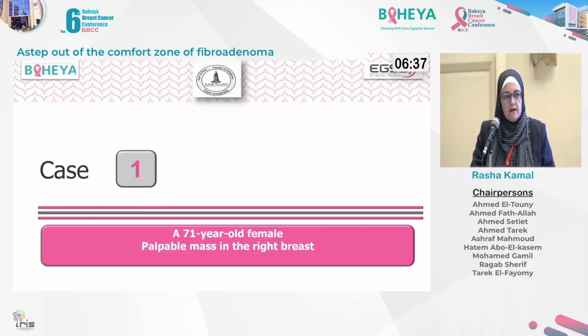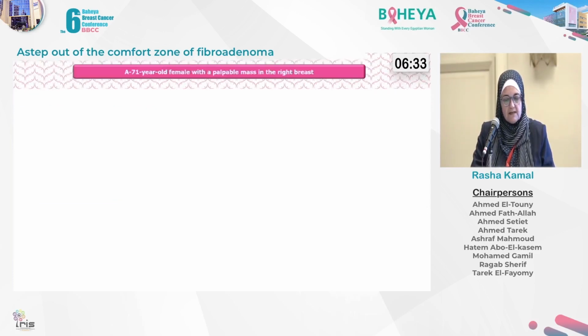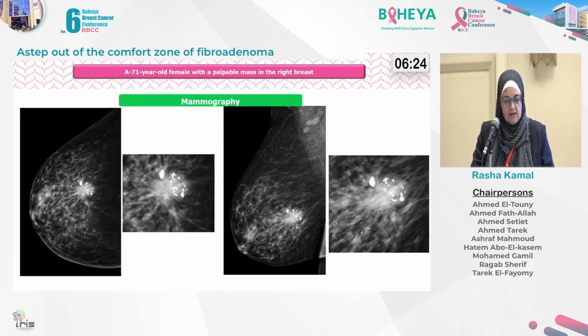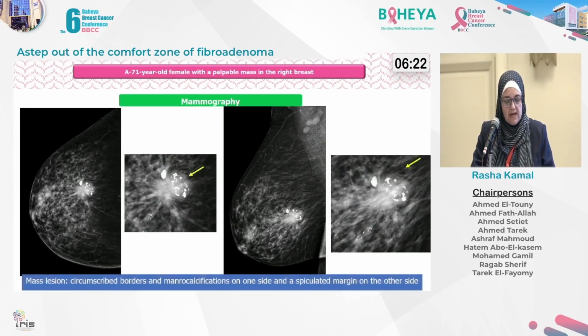Our first case is a 71-year-old female. She had a palpable mass in the right breast. She had an involuted fibroadenoma in the left breast, and she had a right breast mass lesion which looked a little bit strange. On one side, this mass was circumscribed with macrocalcifications, and on the other side, it was a speculated mass lesion with microcalcifications.